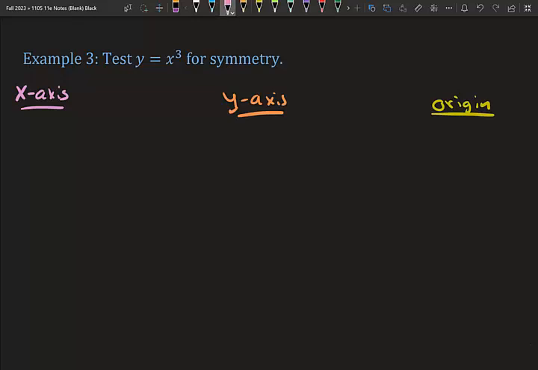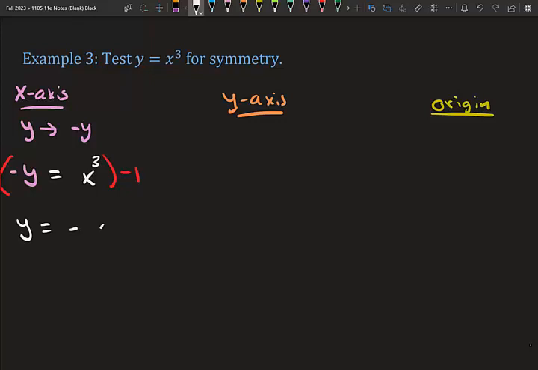So how do I remember? Symmetry means something needs to be negative. So the opposite of x is y. So y needs to go to negative y, and then we simplify. So we have negative y equals x cubed. We're not allowed to have negative y. This is not a fraction, so we just move it over. We're going to multiply or divide by negative 1. And when we do, we have y equals negative x cubed. That is not the same. Since it's not the same, we move on with our lives and go to the y-axis.